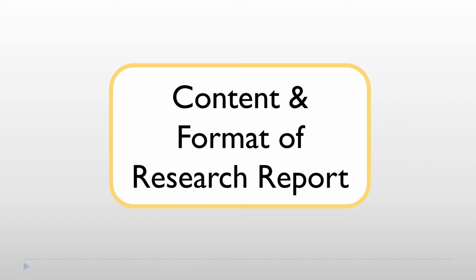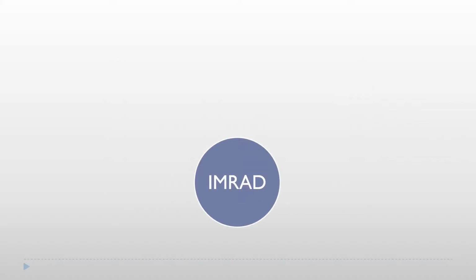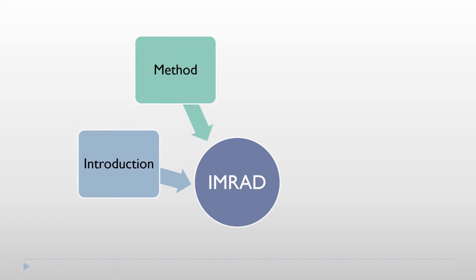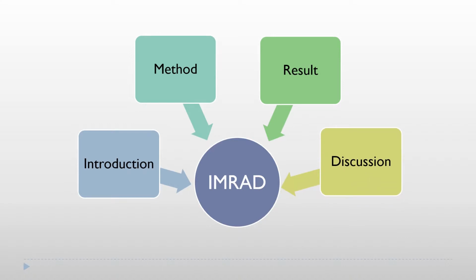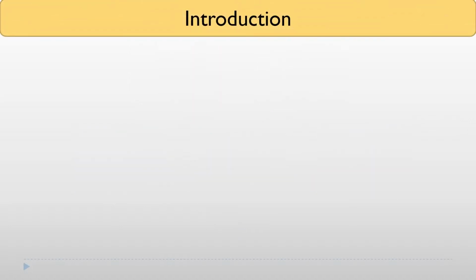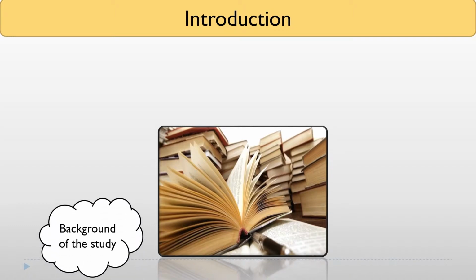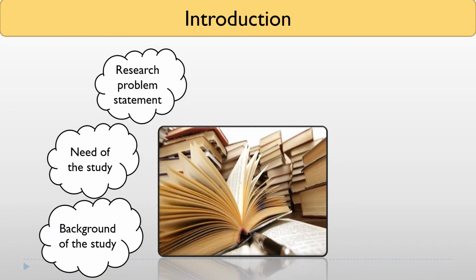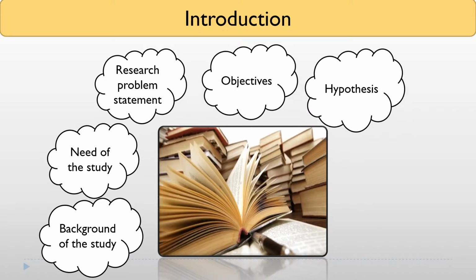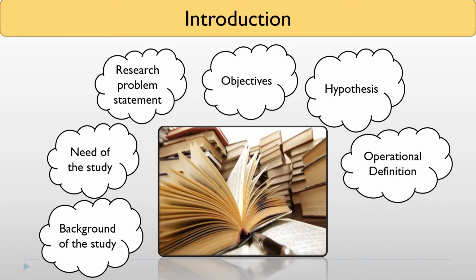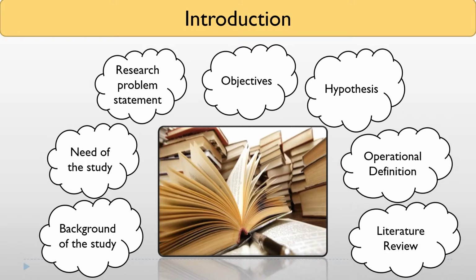Quantitative research reports usually follow the typical IMRAD format, which involves organization of the report into I means introduction, M means methods, R means results, and D means discussion. Now let us discuss IMRAD in detail. First is introduction. The introduction section should focus on background and need of the study. It should include background of the study, need of the study, research problem statement, objective, hypothesis or assumptions, operational definitions, literature review and conceptual framework.